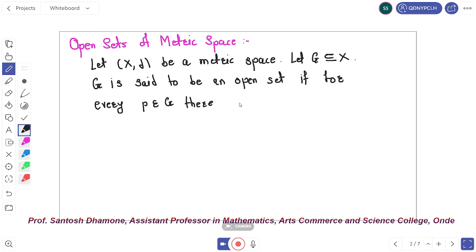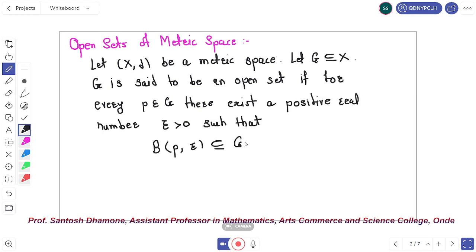This is the definition of open set in X. This definition tells that if G is any subset of X, then G is an open set if for every point P in G there exists a positive real number r greater than 0 such that the open ball about that point is contained in G, and this is true for every point in G. Then we say that the given set is an open set in matrix space. This is the definition of open set of matrix space.